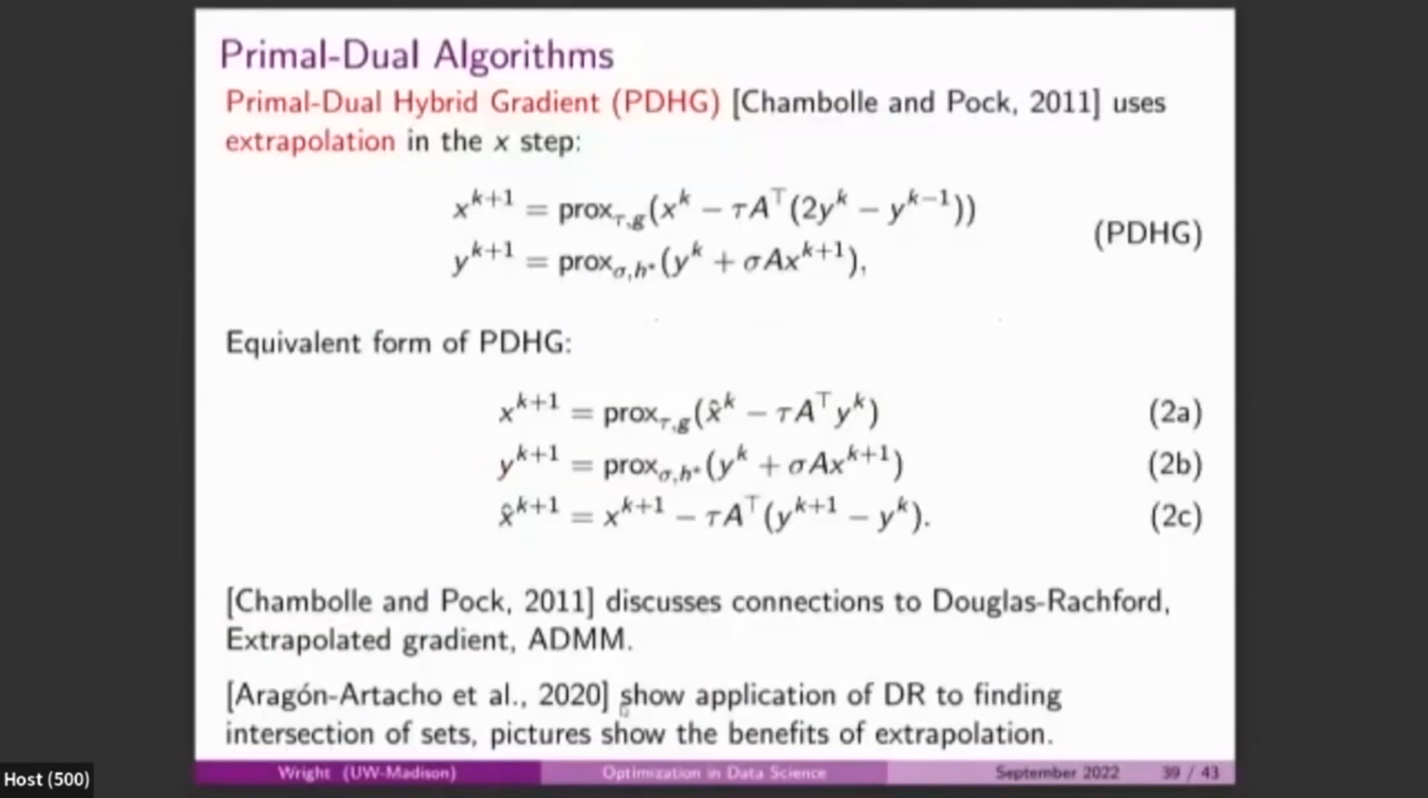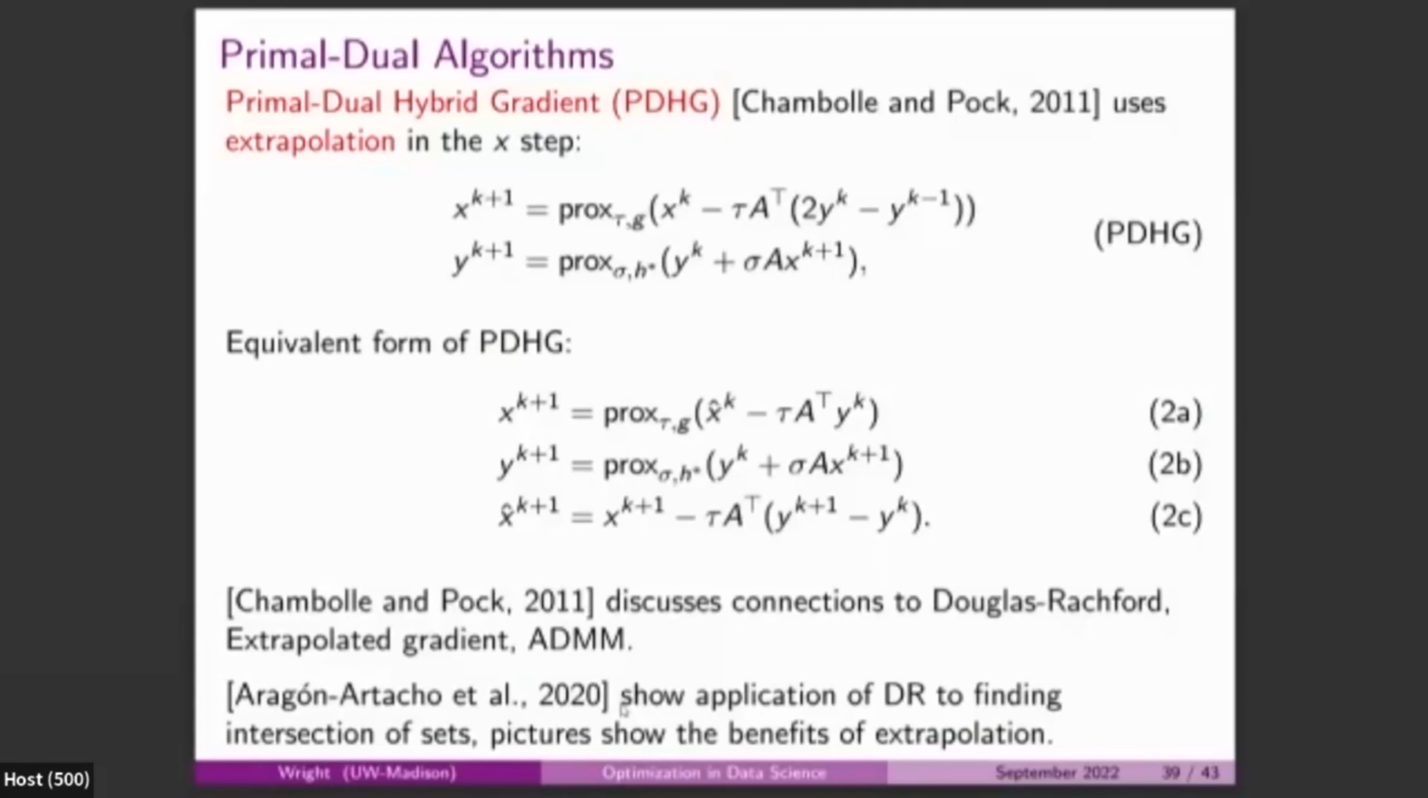It turns out in 2011, Chambolle and Pock came up with a thing that looks very similar, but turns out to be much nicer. And it looks almost like prox gradient descent, but it has this extra extrapolation term in the middle. So instead of taking A transpose y as the gradient contribution, it takes 2y_k minus the previous y, y_{k-1}. And for various reasons, that turns out to be a better idea. It's related to, connected to Douglas-Rachford splitting, extrapolated gradient ideas, ADMM. It's got a lot of interesting connections.